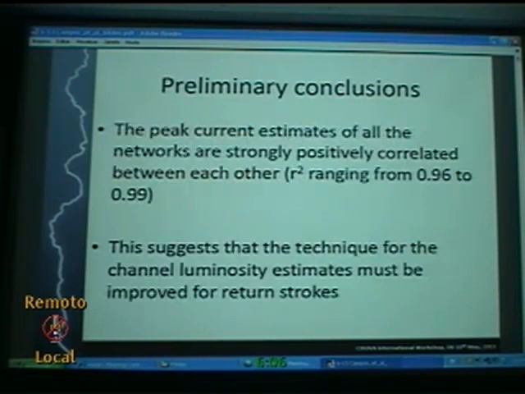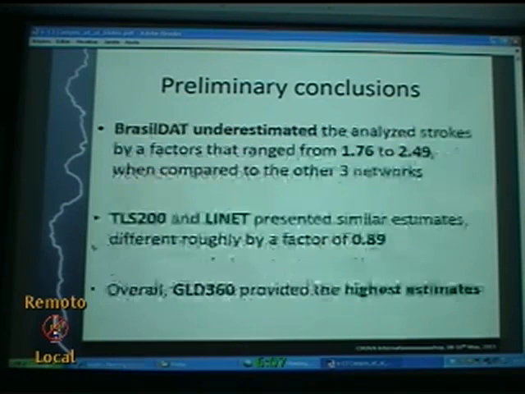The peak current estimates of all the networks are strongly correlated between each other, with R squared ranging from 0.96 to 0.99. And this suggests that the technique for channel luminosity estimates must be improved for return strokes, as we have a stronger correlation when comparing network versus network, but this correlation does not appear again when we go to luminosity and networks. Then our algorithm must be improved in some way.